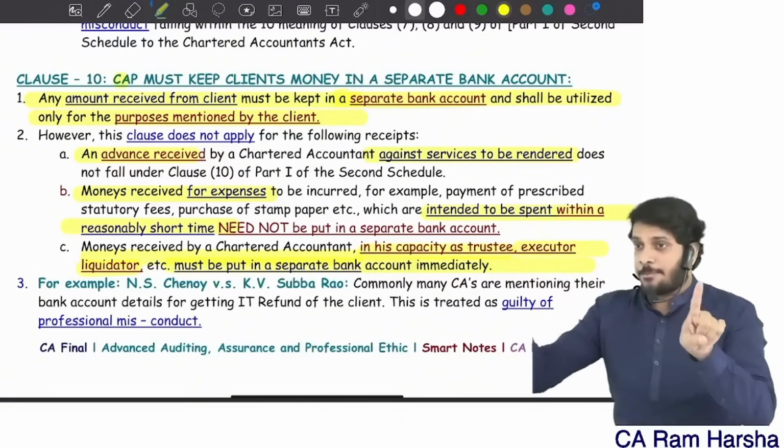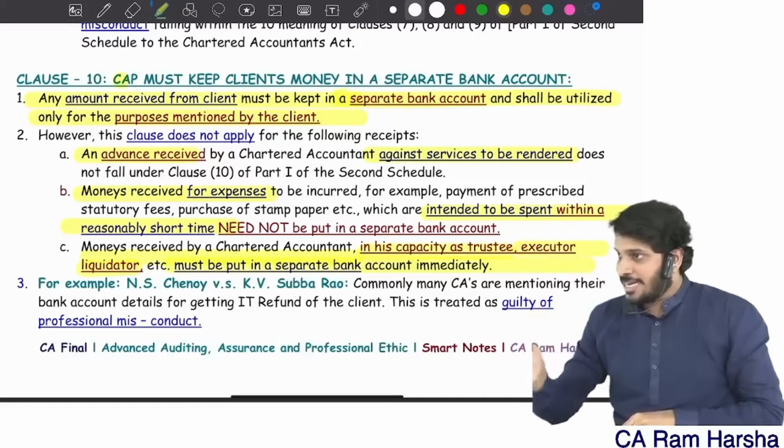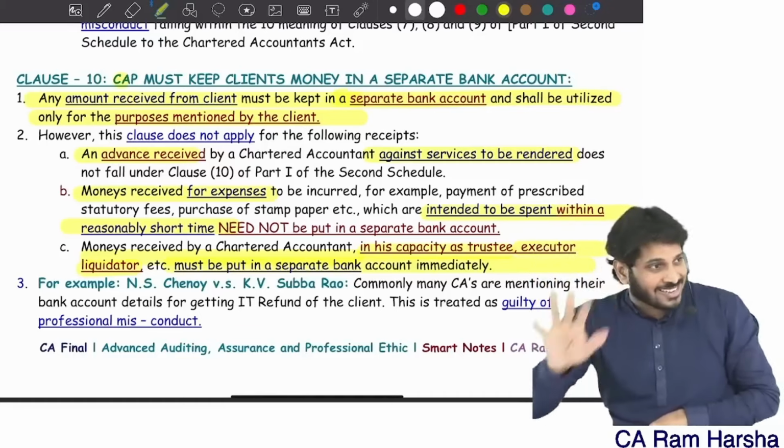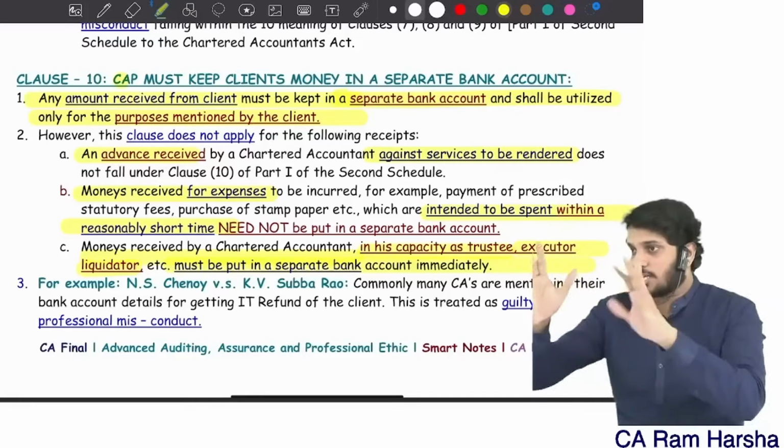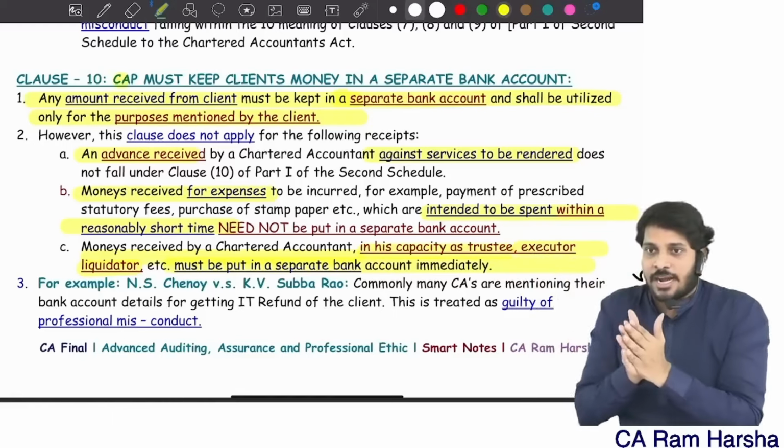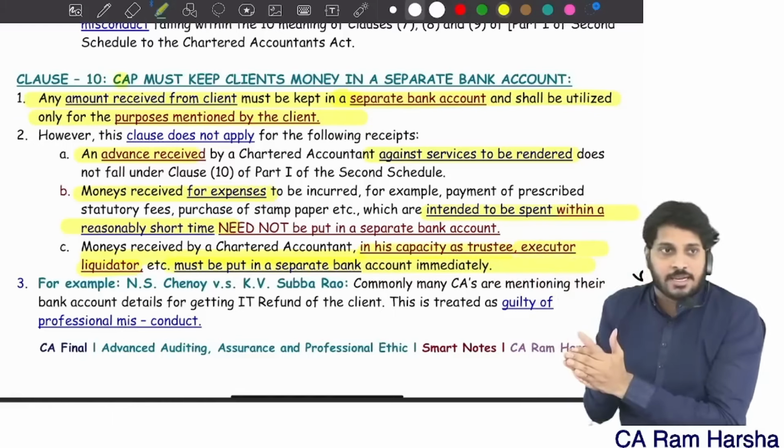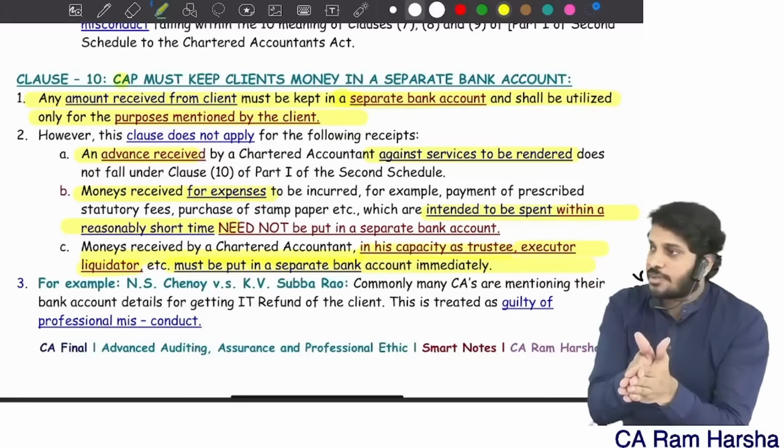Clause number 9. GAAP. A CA in practice is deemed to be guilty if he fails to comply with GAAP while rendering the services. Yes or no? Clause number 10. Any money received by a CA in practice from the client should be kept in a separate bank account. Failure to do so is treated as guilty of professional misconduct.